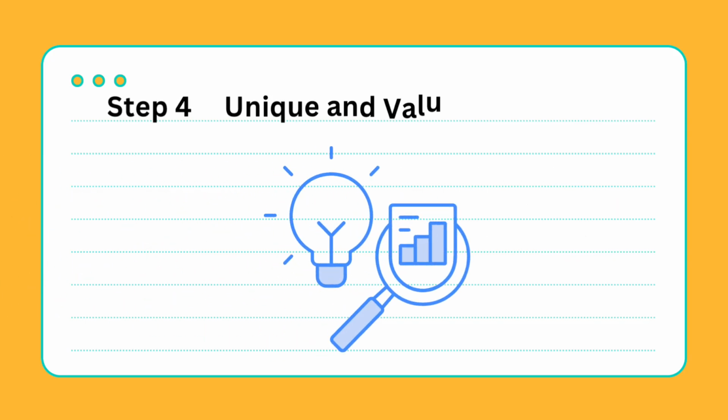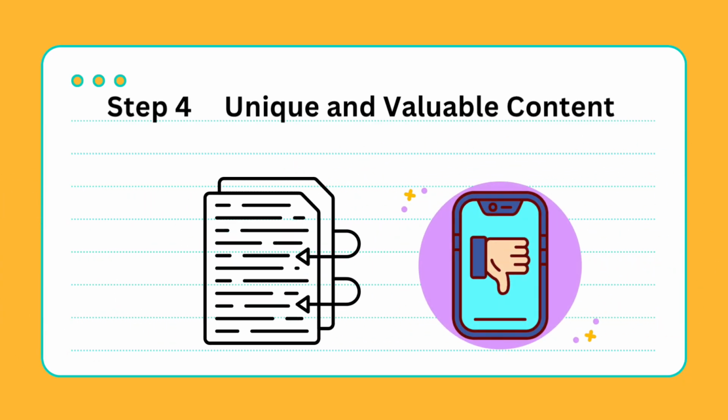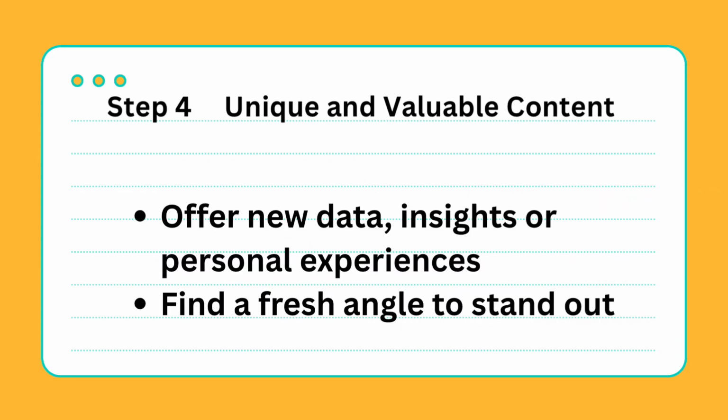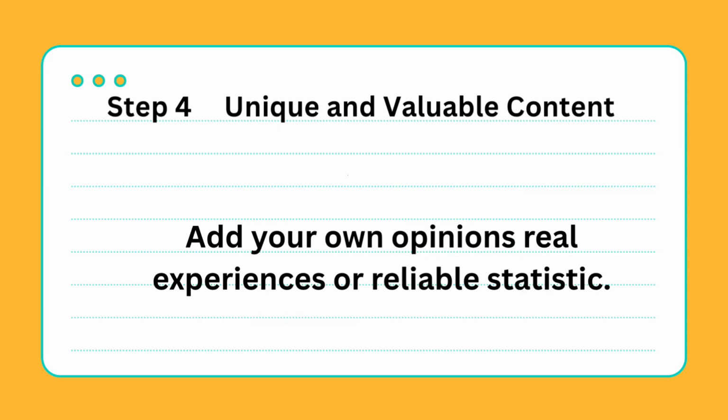Step 4. Write unique and valuable content. Google does not like duplicate or copied content. Your content should always be original and valuable. Try to add a unique angle, useful insights, or updated data. This is what helps your content stand out from the competition. Tip: add your own opinions, real experiences, or reliable statistics from trusted sources.